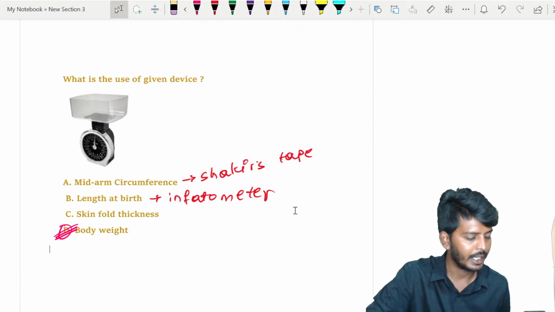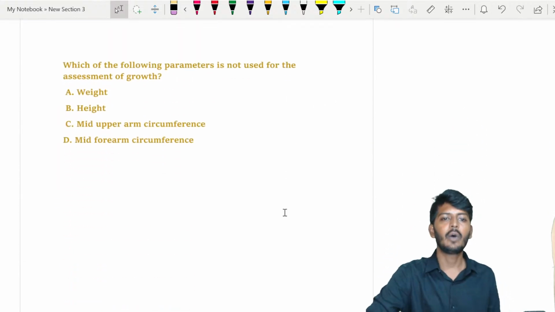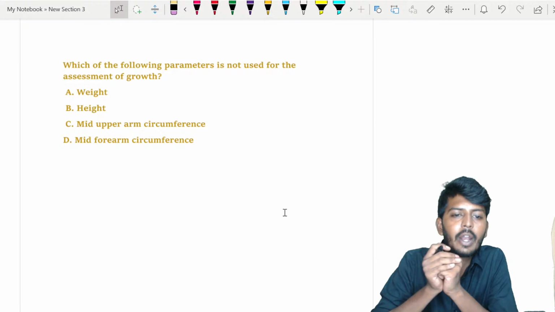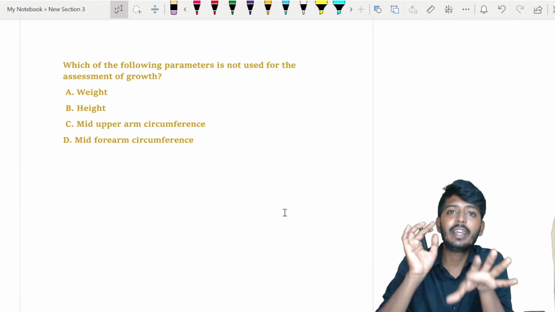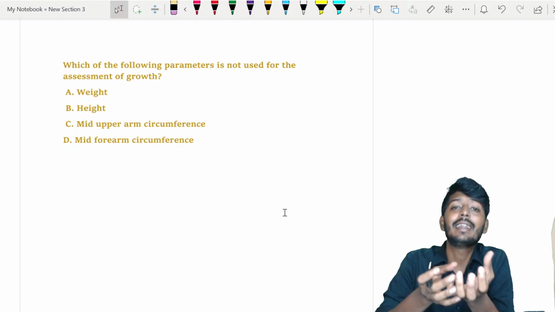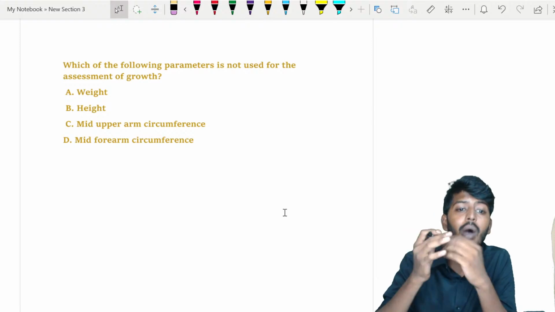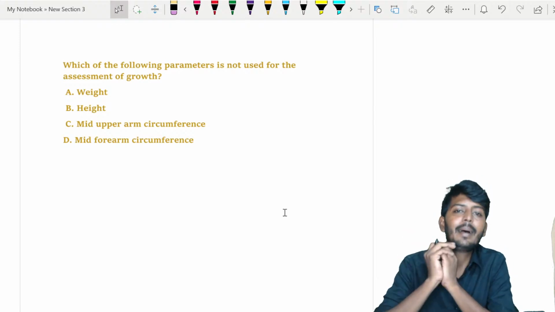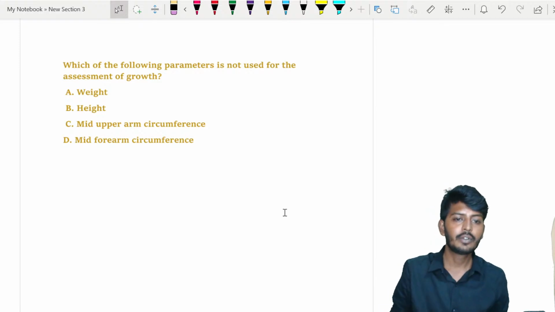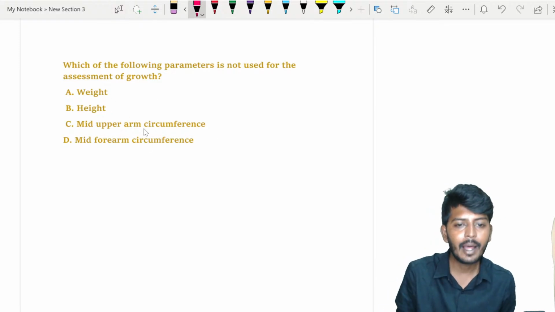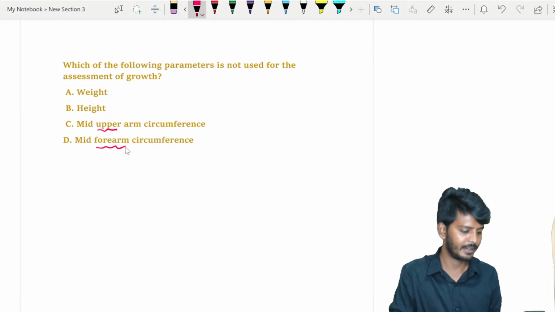Okay, all right. So once we understood about this, let's go to the next question. Which of the following parameters is not used for the assessment of growth? Among the given ones, to assess whether the baby's growth is normal or abnormal, what is the parameter not used? Weight, height, mid upper arm circumference, mid forearm circumference.